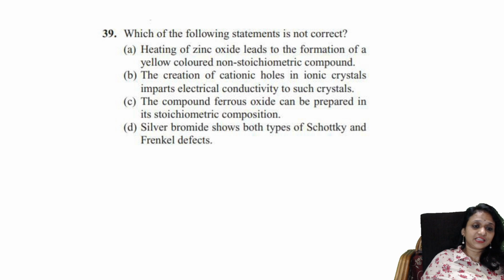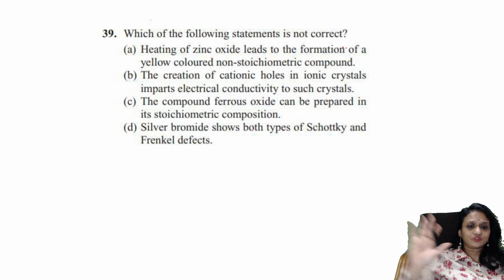Easy. Next. 39th question. Which of the following statements is not correct? Oh, they've given this question. Not correct. Let us see. Heating of zinc oxide leads to the formation of a yellow colored non-stoichiometric compound. This is perfectly right. Yes, it forms. Just now we have seen. The creation of cationic holes in ionic crystal imparts electrical conductivity to such crystals. Yes, when the cationic holes are there, the electron goes and occupies and it imparts color. Right, that is also right.